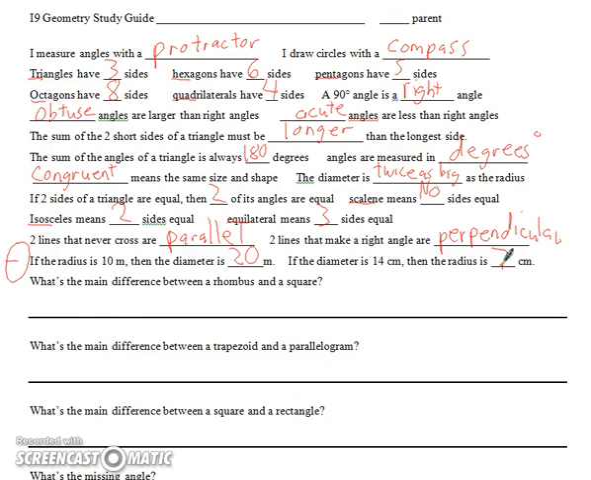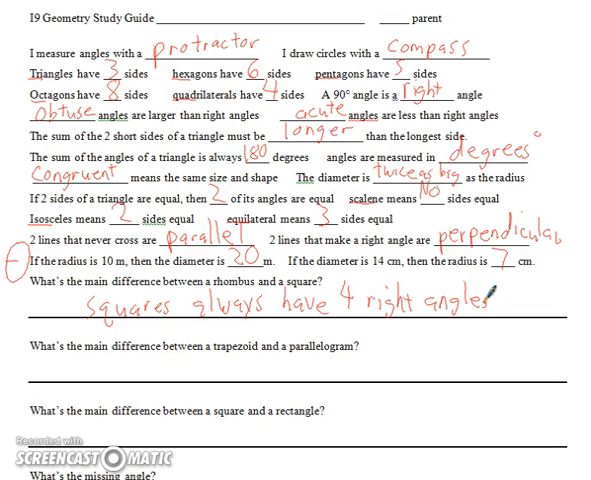Main difference between a rhombus and a square. Squares always have 4 right angles. A rhombus doesn't have to, and they both have 4 equal sides. So the difference is the 4 right angles.